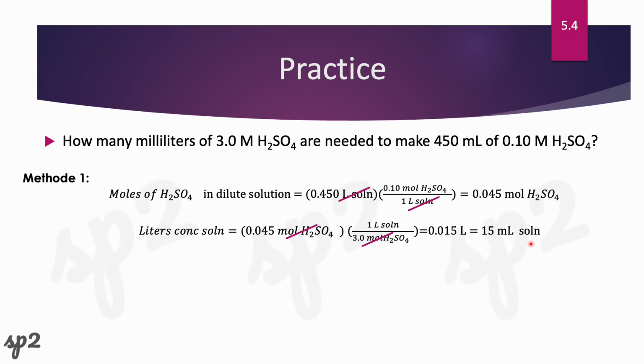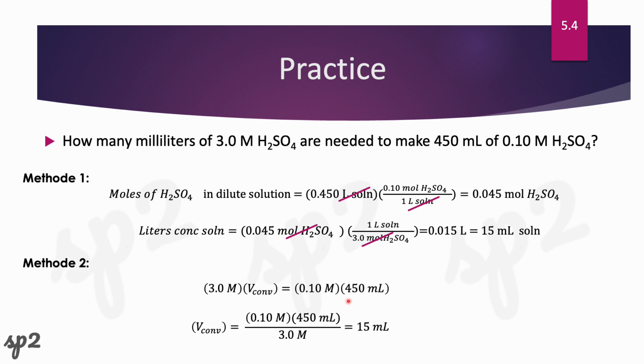Okay. Now there's another way that I can arrive at the exact same answer, and that is using the equation, which is probably easier and kind of shorter. You just need to plug in all the values. The left side is what I have for the concentrated sulfuric acid, and the right side is all I have for the dilute solution. You can solve it for your volume, and that is going to give us 15 milliliter.